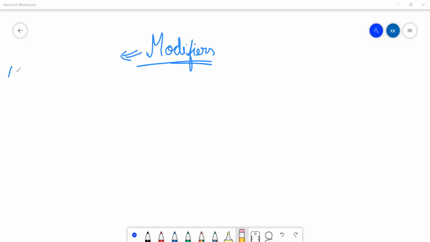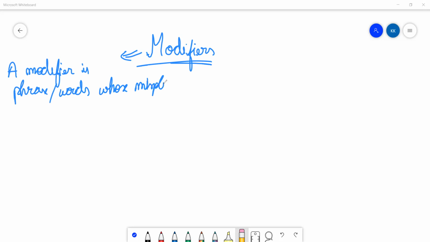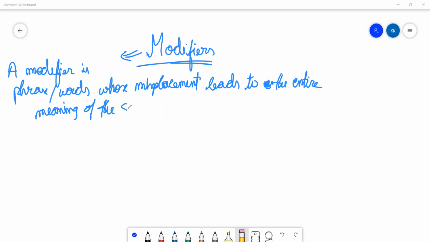So what is a modifier? A modifier is a phrase or a word whose misplacement leads to the entire meaning of the sentence to change. Okay, that is the actual meaning of modifiers.